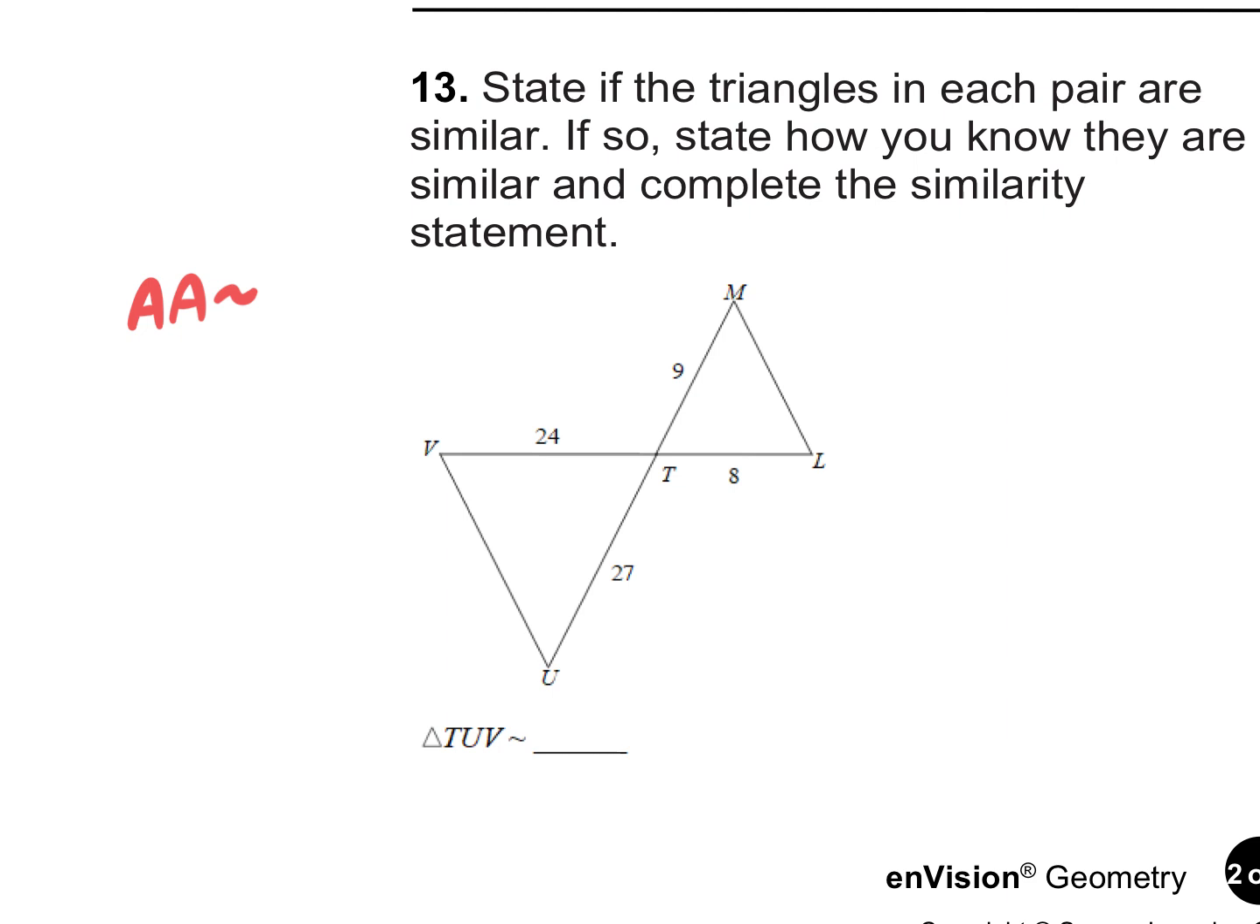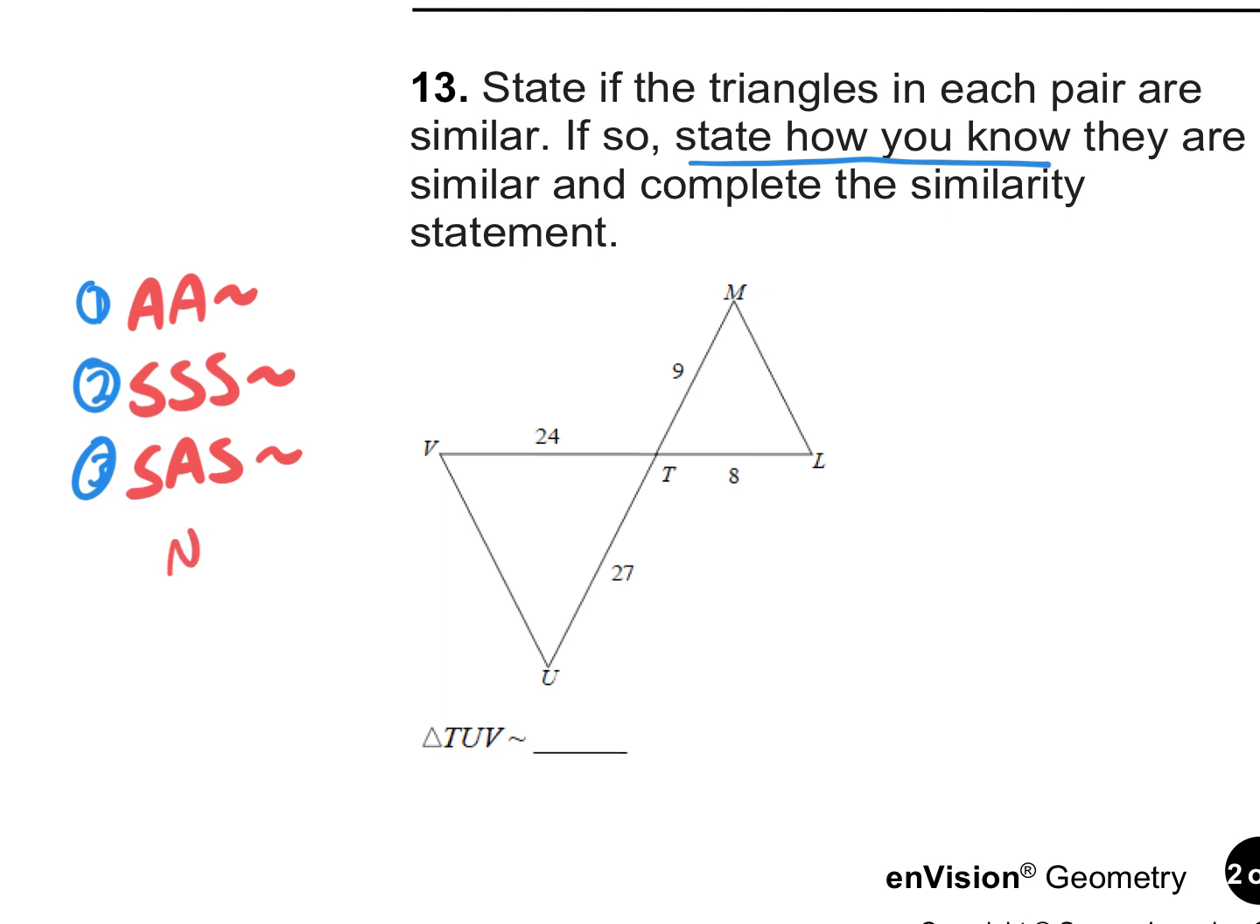What are the other 2? Side-side-side similarity, and I heard the other one, side-angle-side similarity. Okay, so when it says state how you know, I need to see one of these 3. Okay, and again, can a choice also be no? Yes, a choice can also be no, so keep that in mind as well. Okay, so on these, always start with things that you can assume. What is something I can assume in this diagram?